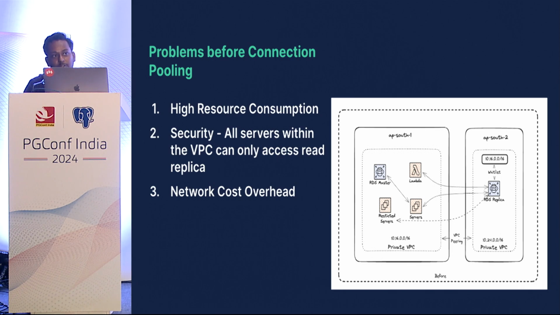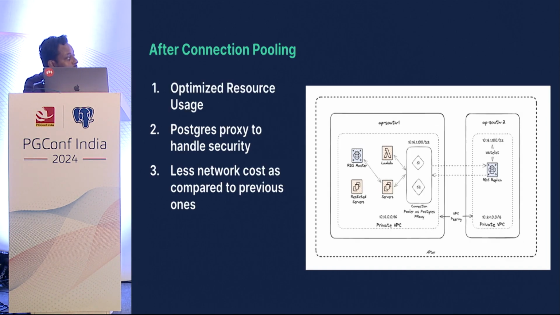Okay, this is before connection pooling, and after connection pooling, we were able to achieve optimized resource usage that we will discuss in our further slides. Then we will fix that security issue by enabling Postgres proxy, and we are able to reduce network cost as well. So as you can clearly see, now the restricted servers don't have access to our read replica, because we enabled only those servers that are in load balancing, which act as a proxy, Postgres proxy.